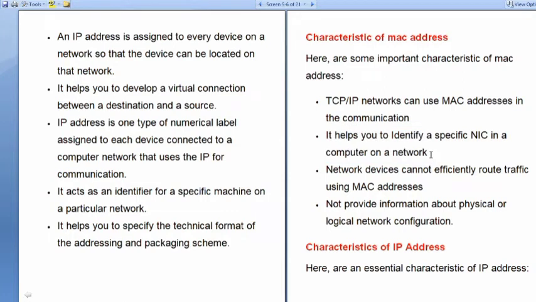Okay, so as it has been told previously, the MAC address is situated in the network interface card. So it helps you to identify a specific network interface card on the network. Network devices cannot efficiently route traffic using MAC addresses. MAC addresses will not help you to find a device which is located in another country. For that, you have to use the IP address. And neither does it provide information about physical or logical network connection. That is a drawback.